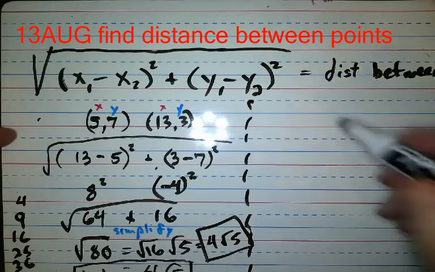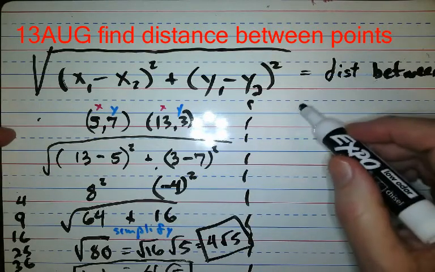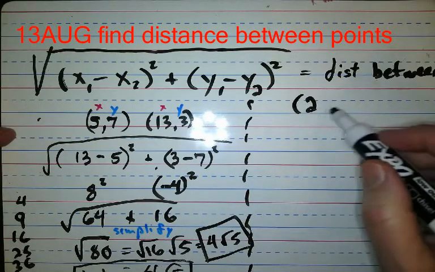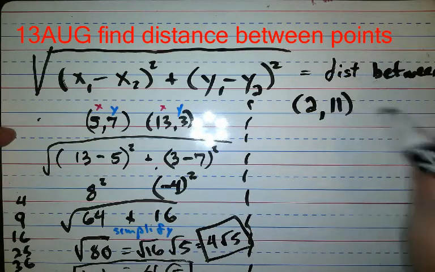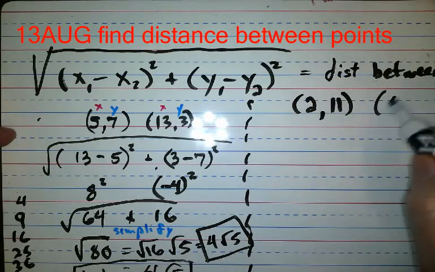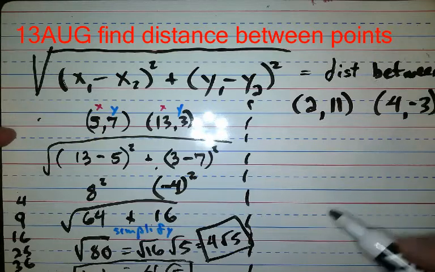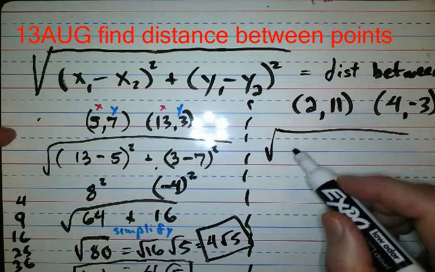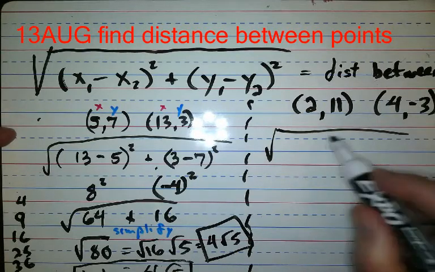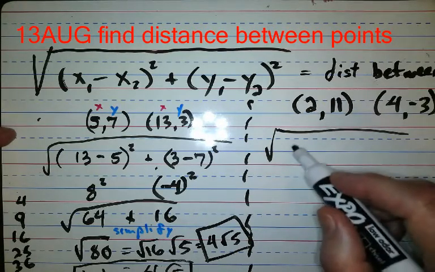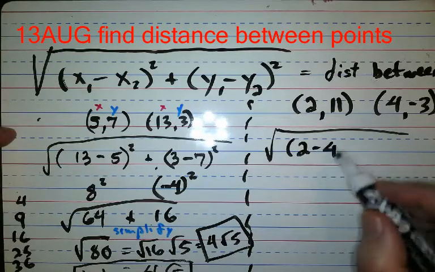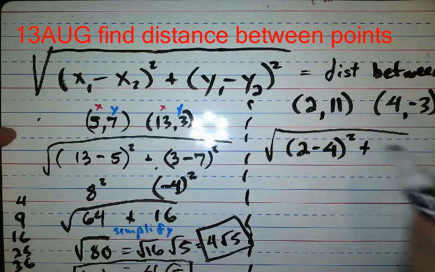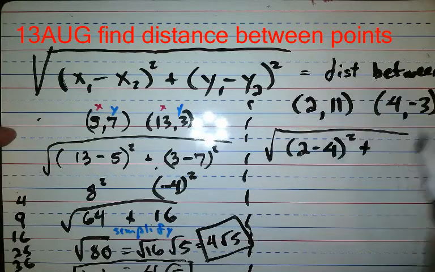Just to say we can. This one will have negative numbers so that we'll see what we're supposed to do with negatives. 2, 11 and 4, negative 3. Once again, it doesn't matter which one we start with, so I'm going to start with 2 this time. 2 minus 4, just to show you, doesn't make any difference. If you start with a 2, you need to start with 11, so 11 minus negative 3.